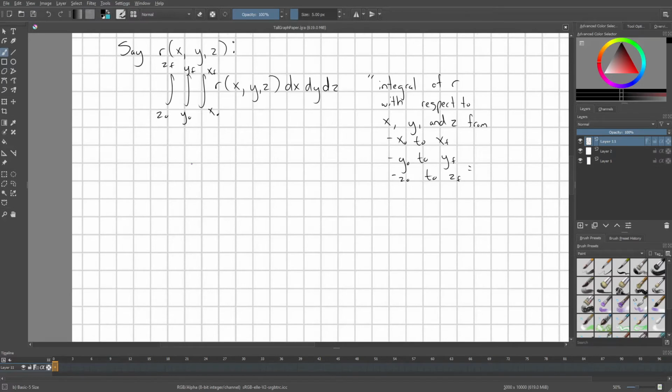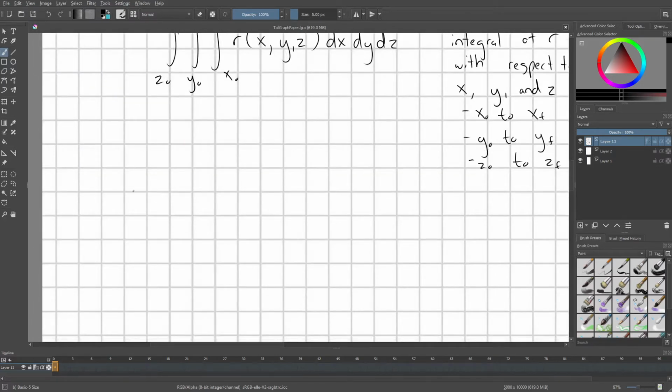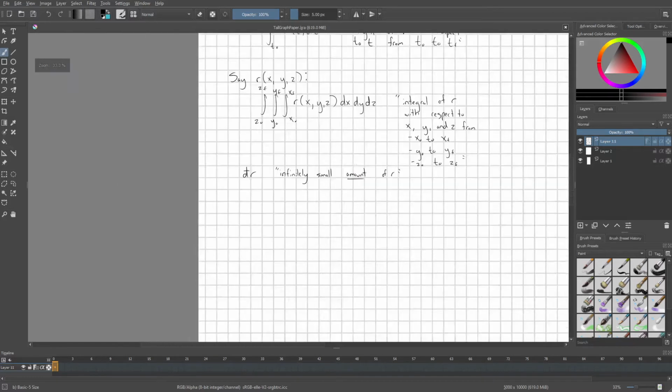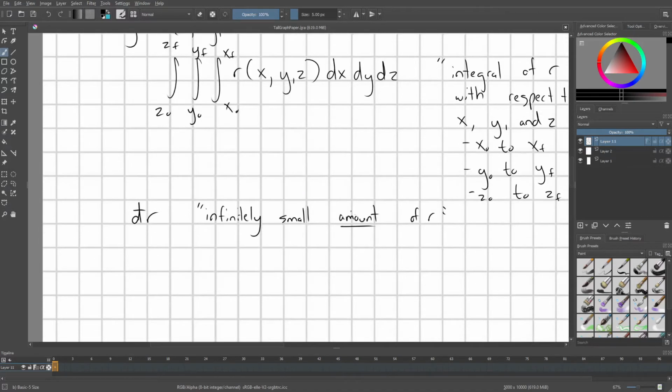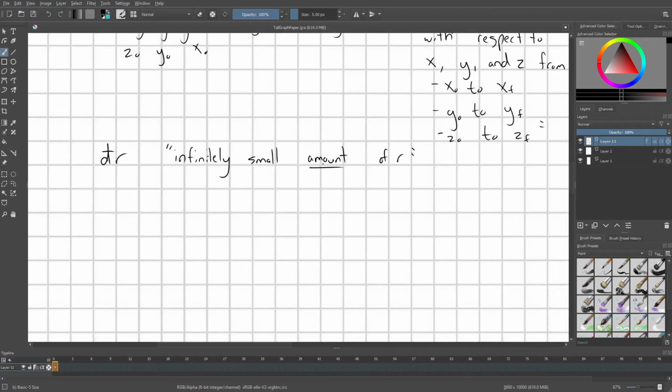And then finally, if I ever use a D with a line through it like that, this refers to an infinitely small amount of r. That's different than just a regular dr, which is an infinitely small change in r. This is an infinitely small amount of r.